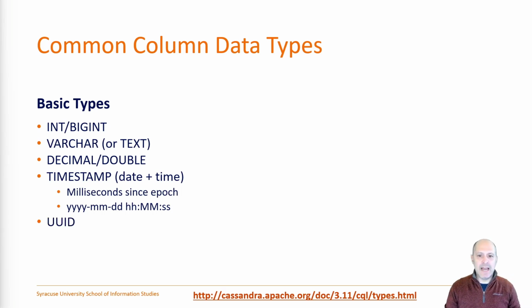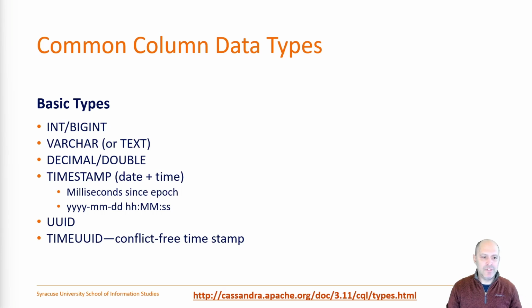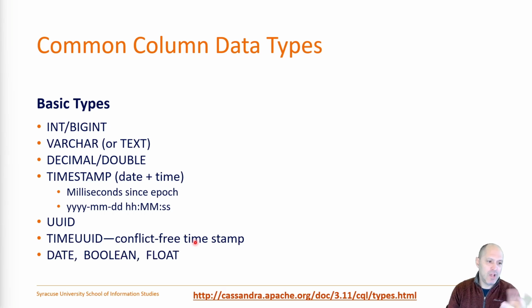and universally unique ID and time universally unique ID, which is a timestamp that is conflict free and it will always be higher. Every time you get a new one, it's higher than the last one. So it's the perfect int identity in Cassandra. And time UUID is a great cluster key. It's not a good partition key at all, but it'll be a good cluster key. And then there's also things like date, Boolean, float, the things that you already know and love and are familiar with in other database management systems.